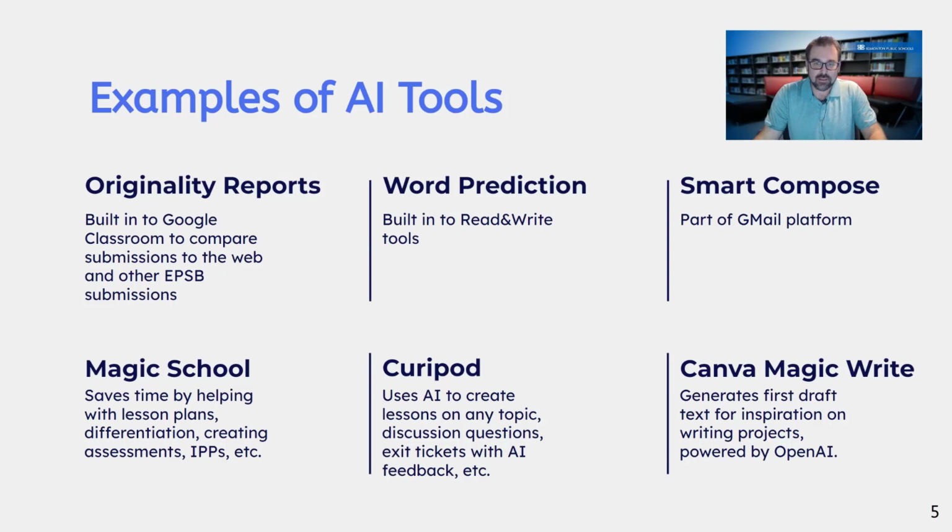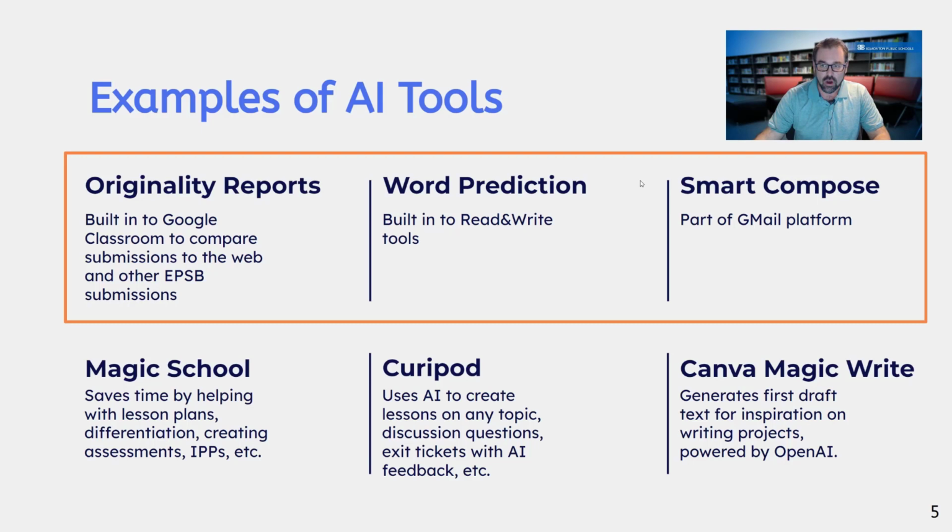Some examples of AI tools that you may be familiar with as an educator, or you may come across as you research AI education tools on the internet, might be things like originality reports, a tool built in to compare submissions by students to other submissions from other students and the web, word prediction software built into Read&Write, or Smart Compose, where Google Gmail might suggest a way to finish the sentence that you're typing. All of these could be considered machine learning or deep learning, but they are all specialized tools that we're very familiar with and in many cases have had for years and years.